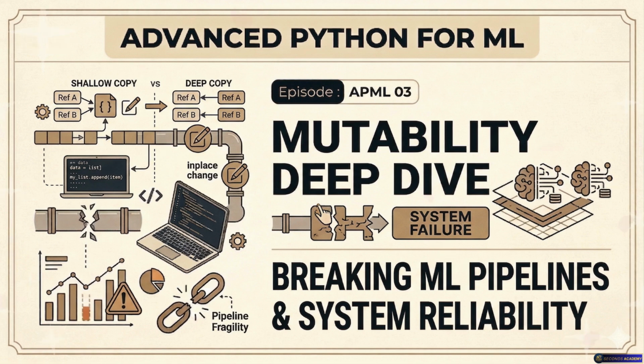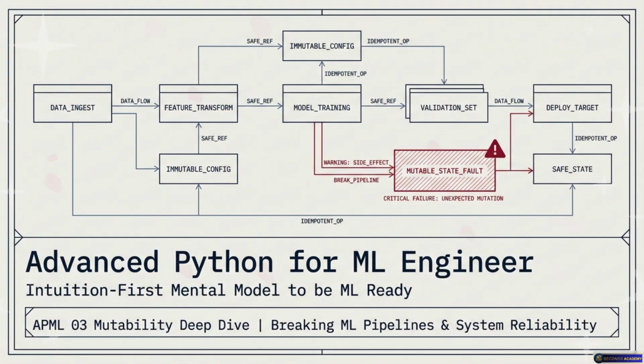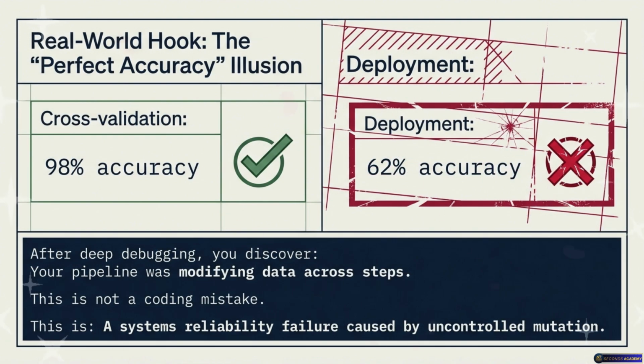Picture this scenario. You build a machine learning pipeline from scratch, right? Sounds like a good day so far. Yeah, exactly. So you run your cross-validation to see how well the model learns. Which, for those new to this, is just testing the model on different chunks of your data to make sure it's actually learning patterns. Right. And the results come back at a perfect 98% accuracy.